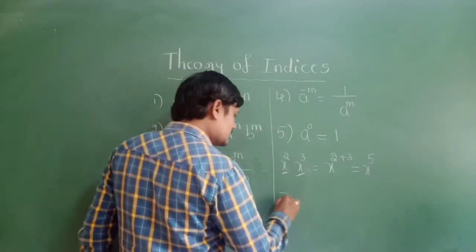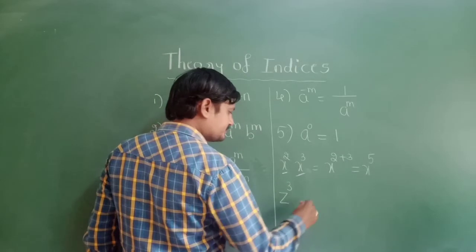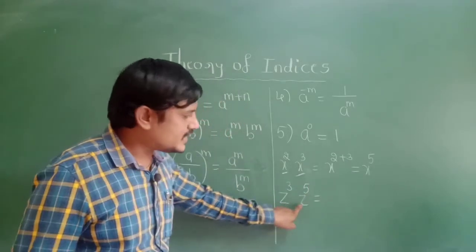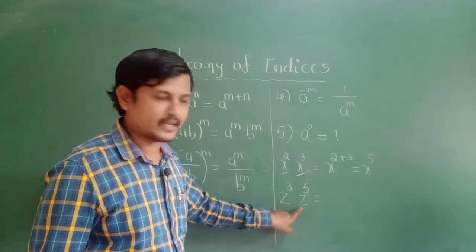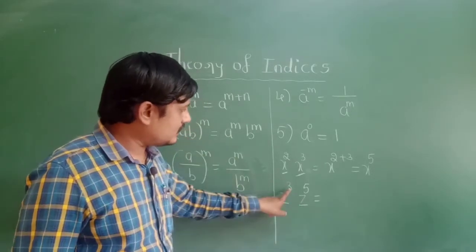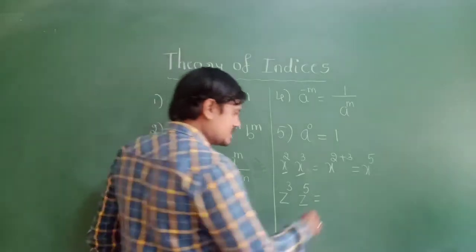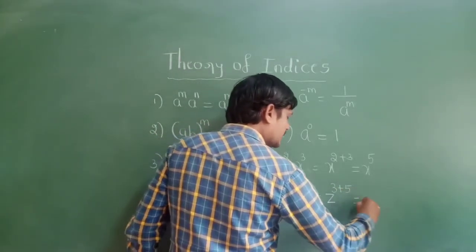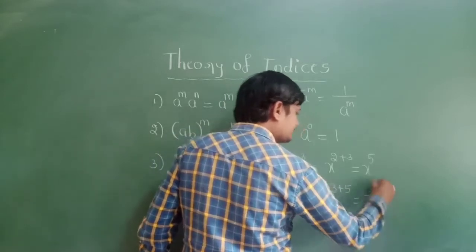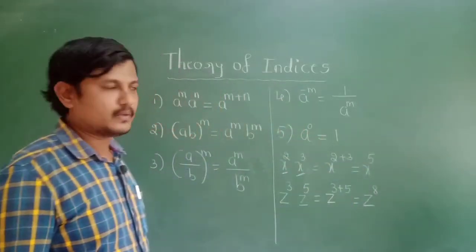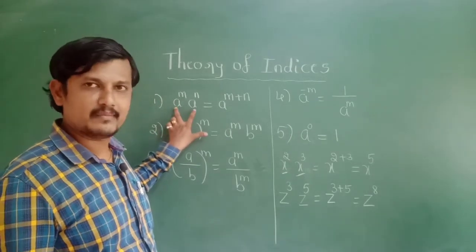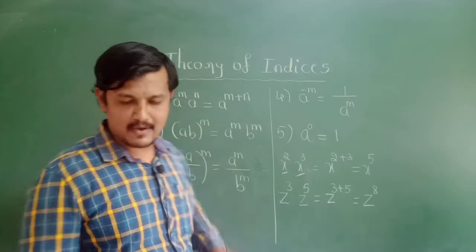Consider z cube and z to the power 5. Here also the base is same, that is z. Then we can add the power, that is z to the power 3 plus 5. Therefore z to the power 8. So the first result means that if the base is same, we can add the power.